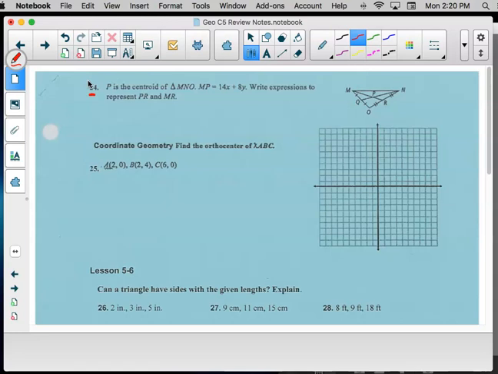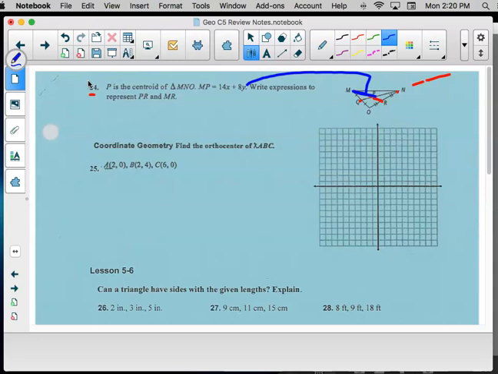Centroid is made by medians, go from the midpoint to the vertex, okay? Now, this is a 1/3, 2/3 prospect when we're working with this. And that's the same here and here, 1/3, 2/3. So we are asked to talk about MP. And MP is this distance right here. That's MP. Now, write an expression to represent PR in MR.